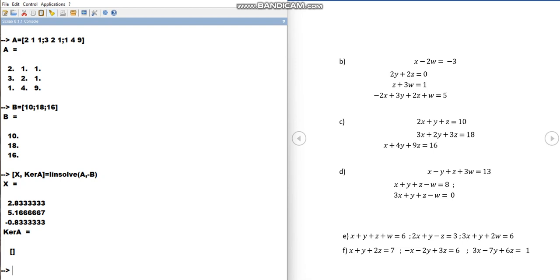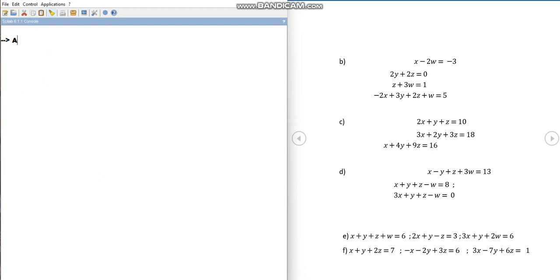The D question, where we have again 4 variables x, y, z and w. Let us write the first row: 1, -2, 1, 3. Then we have 1, 1, 1, -1. And then the third equation: 3, 1, 1, -1. It is a system of 3 linear equations in 4 unknowns. So the order of the matrix A is 3 by 4.